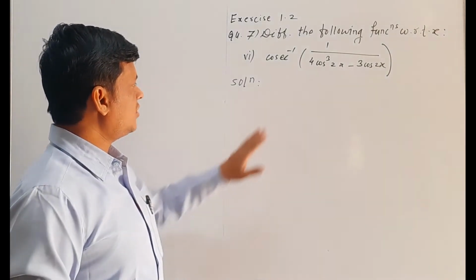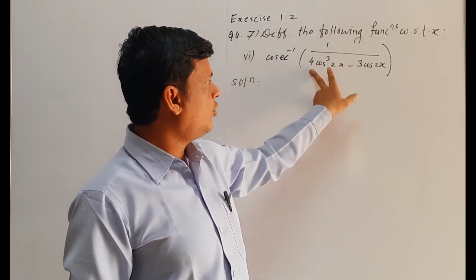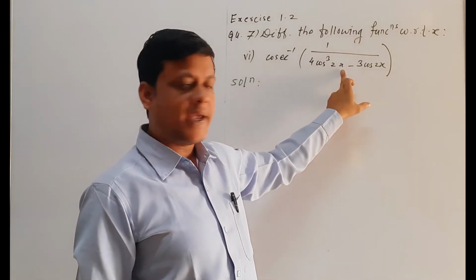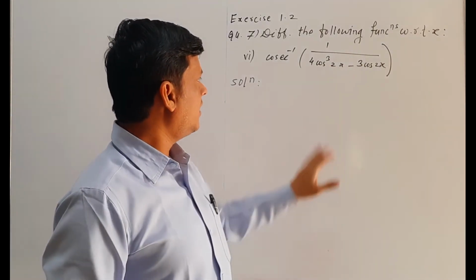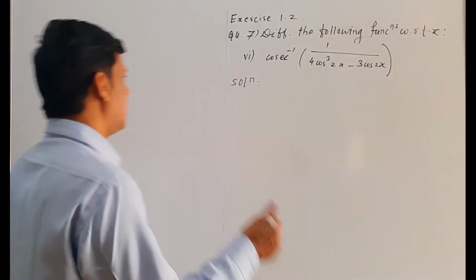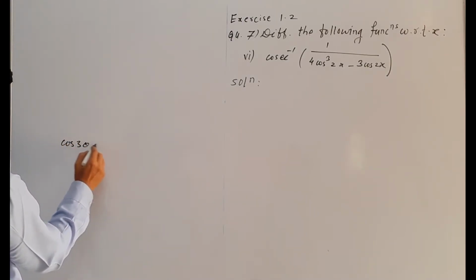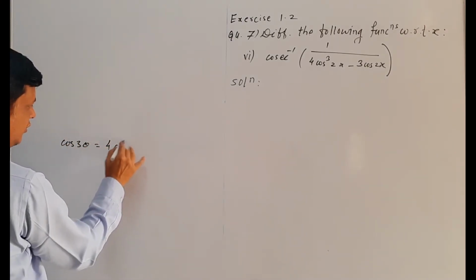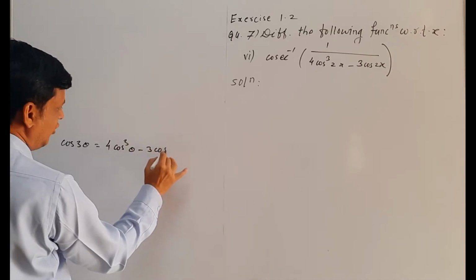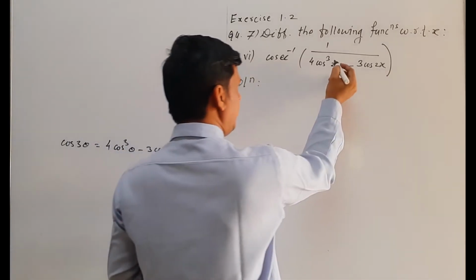Now see sub question 6. Cosec inverse of 1 upon 4 cos cube 2x minus 3 cos 2x. If you observe the denominator, this is the triple angle formula. We know the triple angle formula: cos 3 theta is equal to 4 cos cube theta minus 3 cos theta. Here in place of theta we have the value 2x.